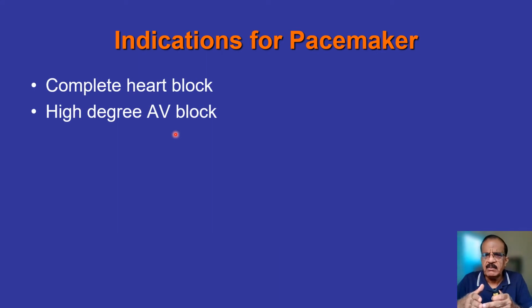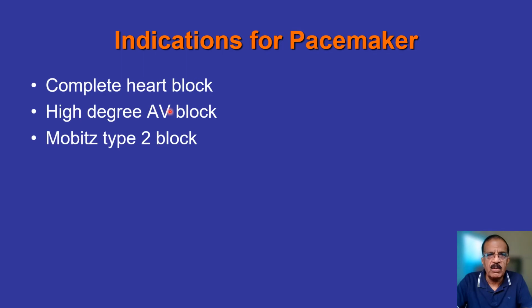That means many P waves are blocked. So there is a high risk of this kind of block progressing to complete AV block. Mobitz type 2, because the rhythm is governed by a pacemaker which is distal to the AV node, and this is also not very reliable. This can also progress to third degree AV block.